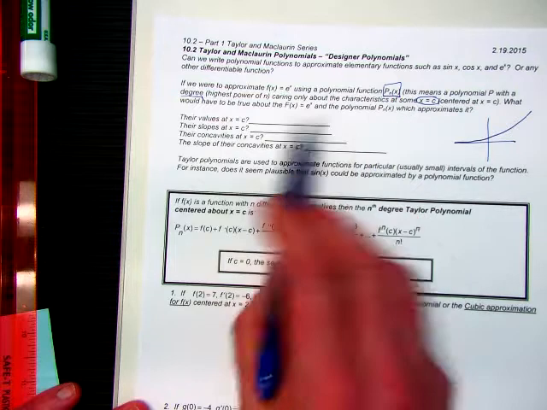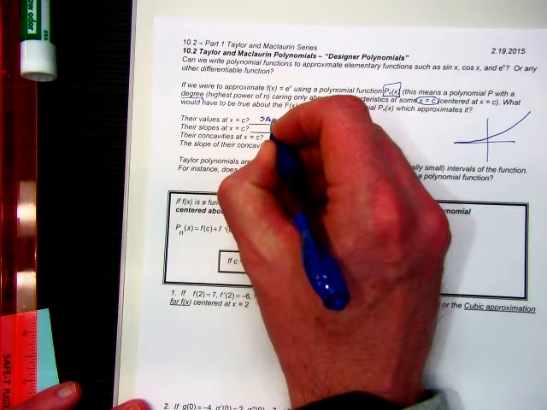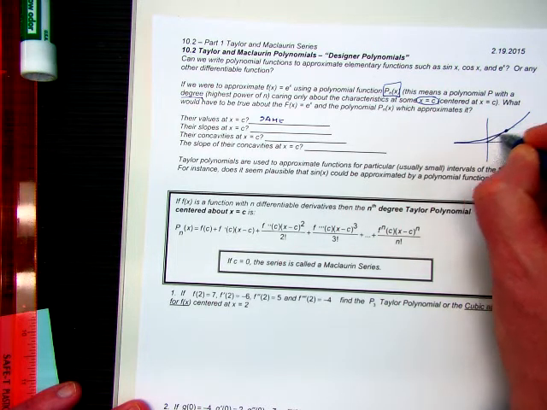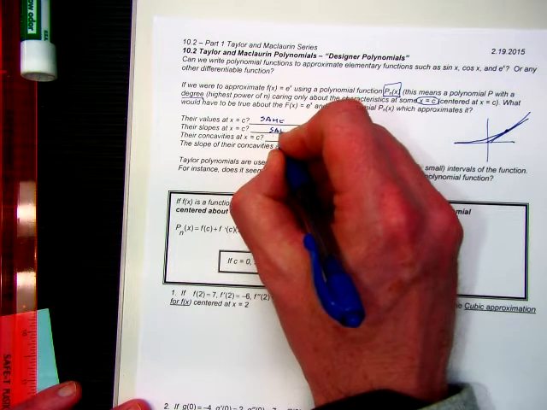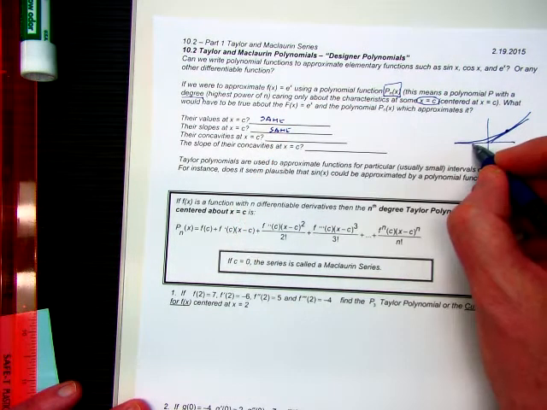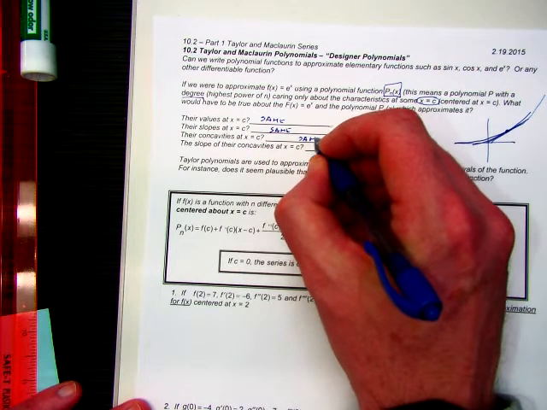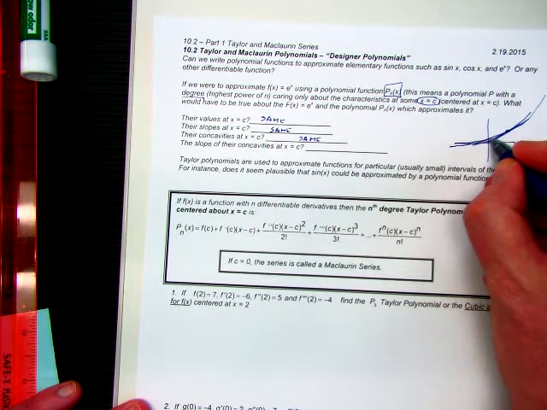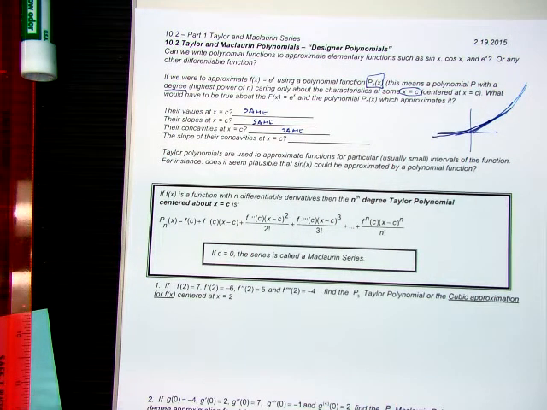Well, at that point c, their values must be the same. Okay, so if I'm trying to approximate it here, the value of the function would have to be the same. I think you'd also agree that the slope would have to be the same. And to get better and better, our concavity would have to be the same. And then the next derivative probably would have to be what? The same. So really, the more derivatives and stuff we add to it, the better it gets.